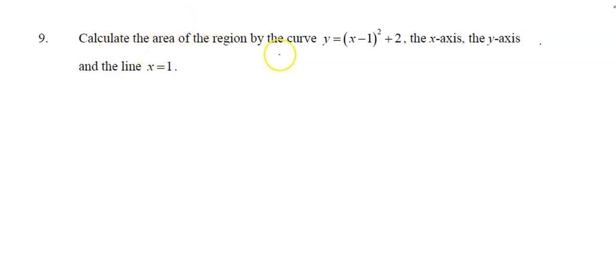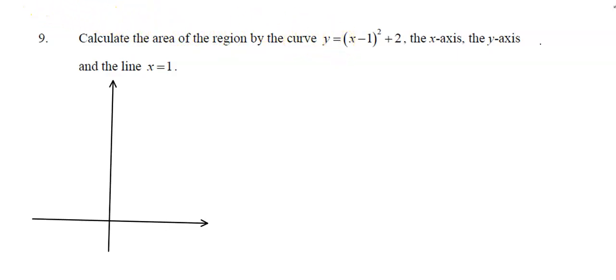Calculate the area of the region bounded by the quadratic curve, the x-axis, the y-axis, and the line x equals 1. To find the area of the region, we need to sketch the curve first. First, I will draw my x-axis and y-axis.